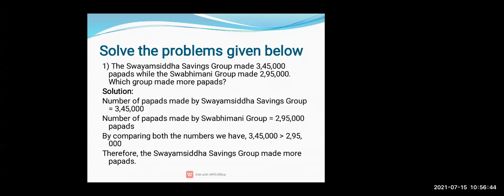Okay. Now in this word problem, what is written? It is written that Swayam Siddha Saving Group, how many papad did they make? 3,45,000. But Swabhimani Group, how much papad have they made? 2,95,000. Now you have to identify which group had made more papad. By looking at the figures only, we get that 3 lakh is more than 2 lakh. But this is a word problem sum, so you have to write the answers in a word problem statement only.